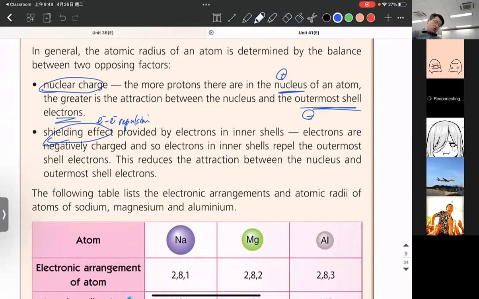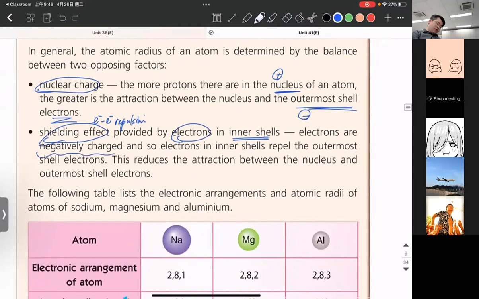Shielding effect. Okay, so in between, the inner shells have electrons. They have an intrinsic repulsion. Why? They all carry the same charge. They are negatively charged, so they will repel each other. So they repel the outermost shell electrons, between the inner shell and outer shell. Can you see that? So that will reduce the nuclear attraction. So it is just a competition between the two.